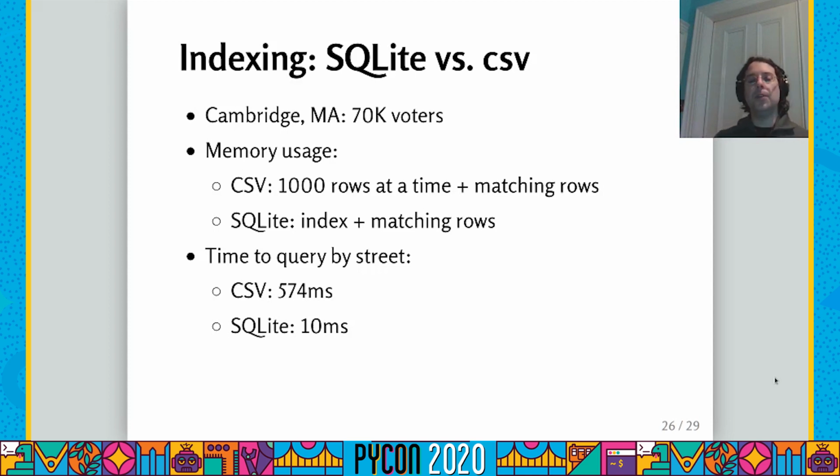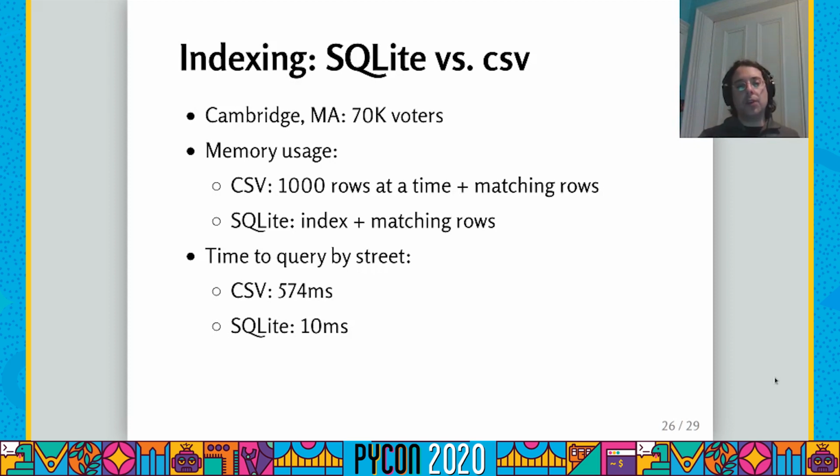And if you think about memory usage, in the CSV case, we were only loading 1,000 rows at a time, and then we accumulated the matching rows. So it really doesn't use much memory. In the SQLite case, it has to load the index into memory, but again, an index is a summary, so it should be pretty small. And again, we have the memory usage for the matching rows. So in both cases, the memory usage is going to be quite low. So we've solved our underlying goal of being able to process lots of data with only a little bit of memory. But the main difference between them is execution time.